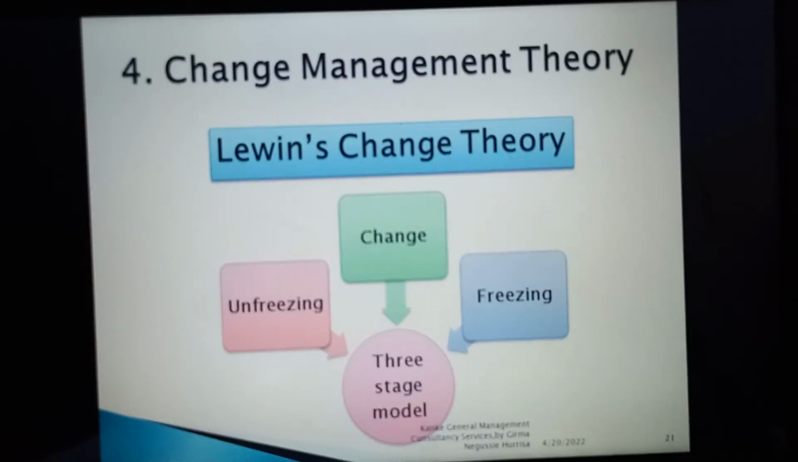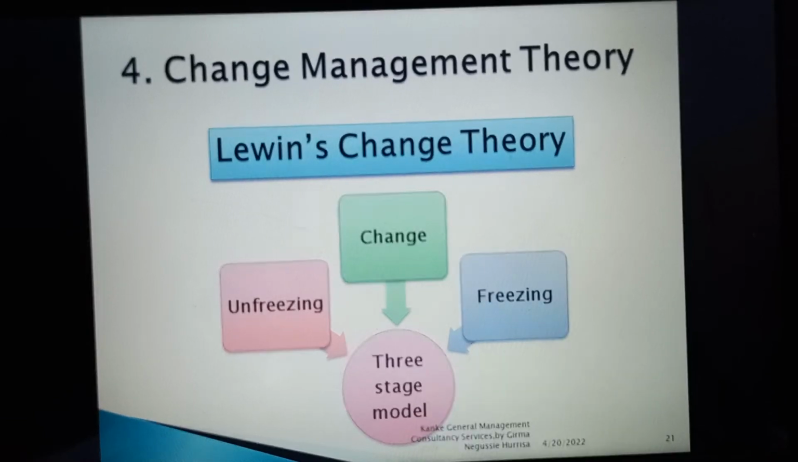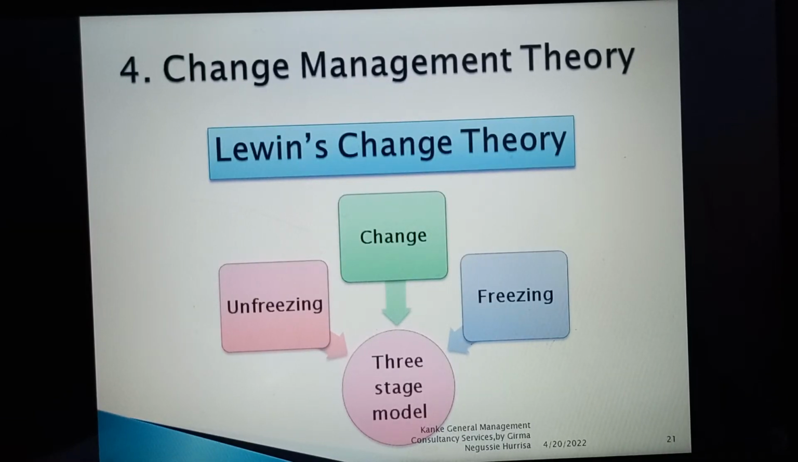The fourth one is change management theories. There are different theories according to different scholars. Of course, for our sake, we have only selected 2 theories. The first theory is Lewin's change theory. In Lewin's change theory, there are 3 phases: unfreezing, change, and freezing.